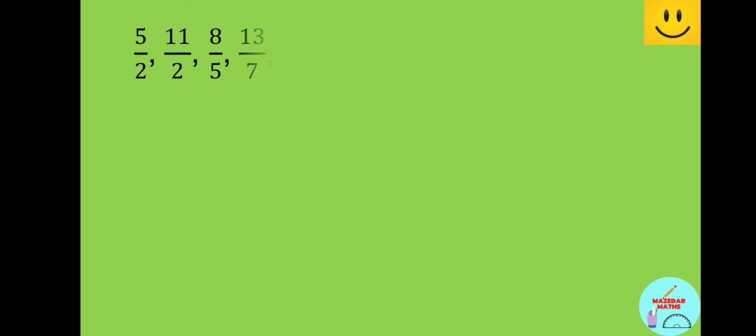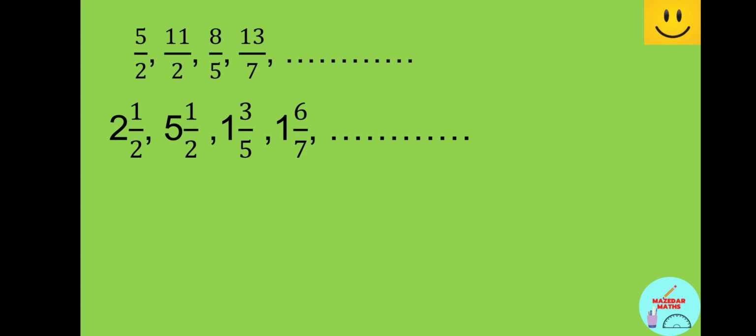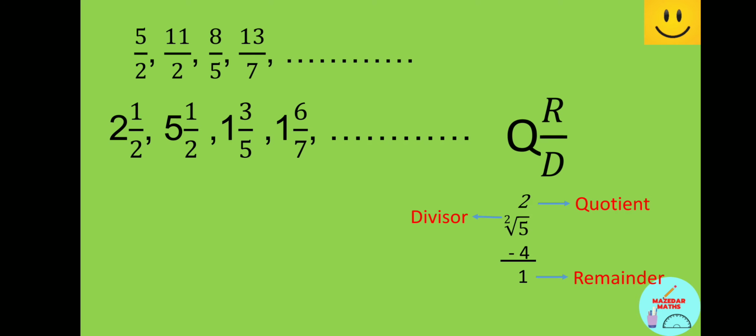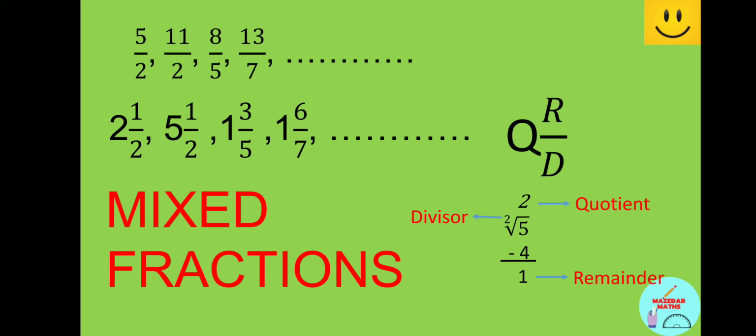Now we come to the mixed fraction. The improper fractions, when they are divided, that is 5 by 2 is divided. When we divide 5 by 2, we get a quotient, a remainder and divisor. Let's see, 2 is a quotient, 1 is the remainder and 2 is the divisor. So we express the mixed fraction in this form: Q R upon D, that is the quotient, and then R upon D. Therefore 2 1 upon 2. 5 upon 2 is represented as 2 1 upon 2. These are called mixed fractions.